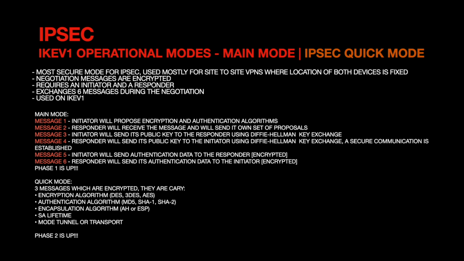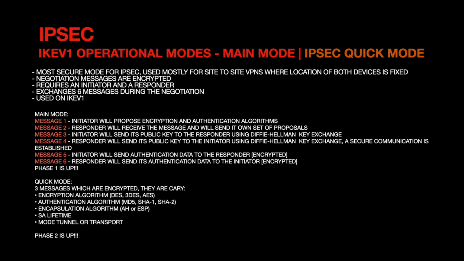Also, it is worth mentioning that when you set up an IPsec tunnel, you basically have two steps: the IKE negotiation and the IPsec negotiation. So in IKE version 1, running in main mode, you will have a total of 6 messages during this negotiation. The first message would be that the initiator will propose encryption and authentication algorithms. The second message will be sent by the responder, which will send its own set of proposals like encryption and authentication algorithms and the Diffie-Hellman group.